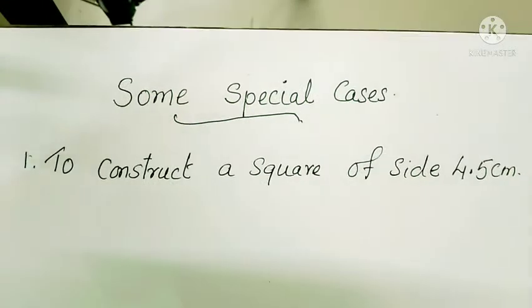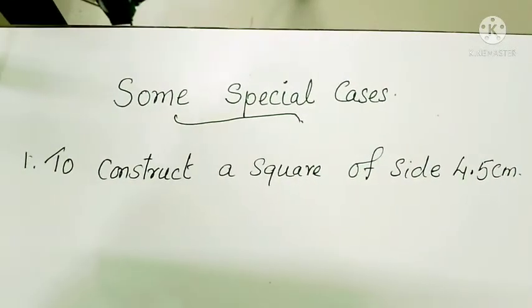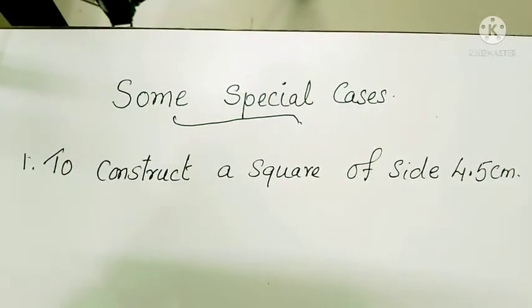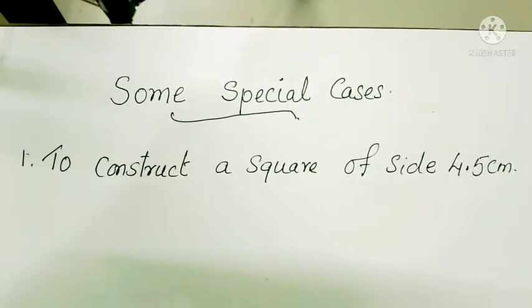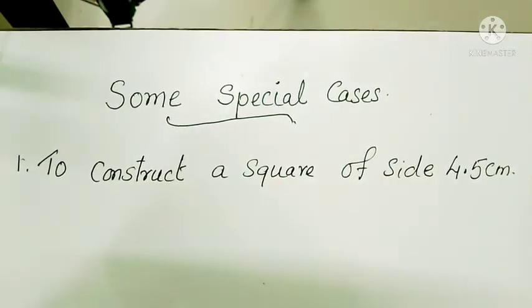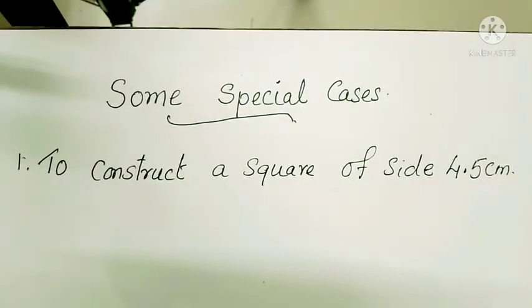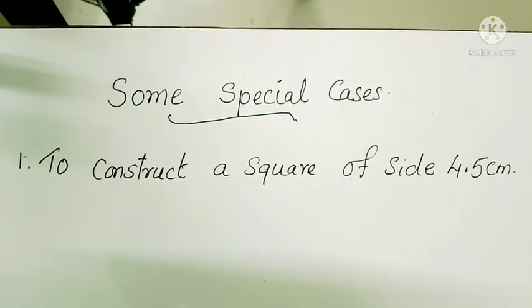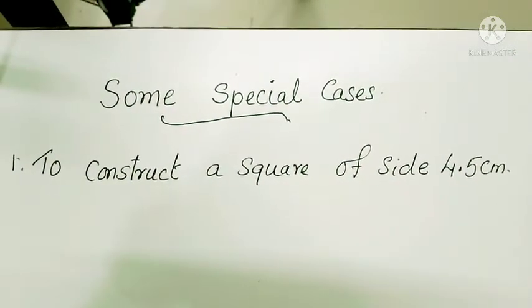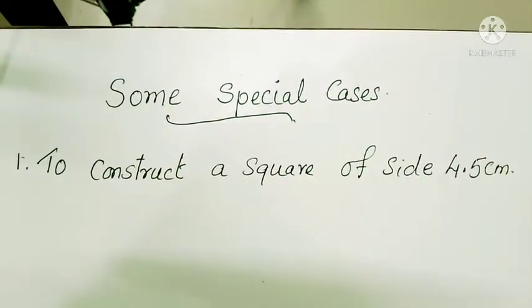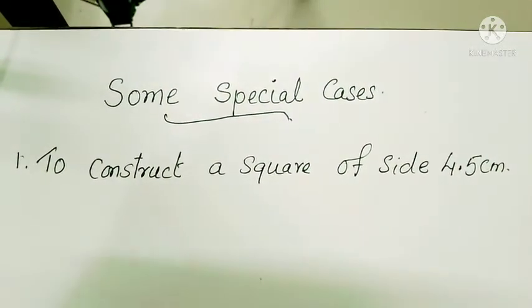Hello dear students. In the previous classes we learnt how to construct quadrilaterals when various measures are given. Today we are going to learn some special cases. So the first case is to construct a square of side 4.5 centimeter. Only one side is given. No other information is given.